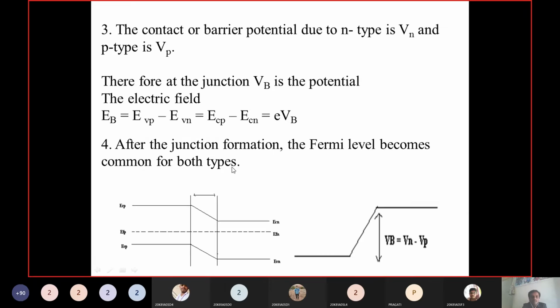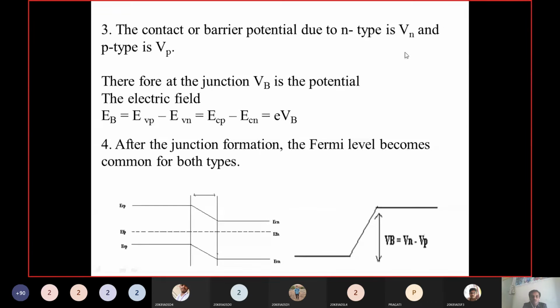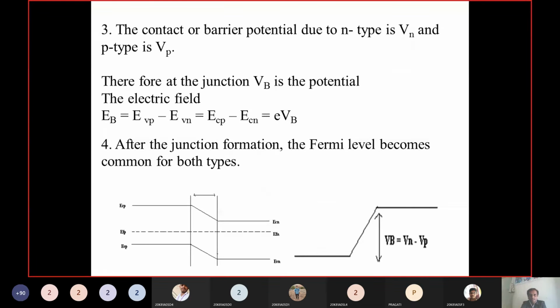So the barrier potential due to N-type is Vn. Due to these N-type charge carriers, some potential will be there, that is Vn. And due to P-type charge carriers, some potential will be developed here, that is Vp. So Vn means potential due to the N-type charge carriers. Therefore, the resultant potential difference VB is equal to Vn minus Vp.